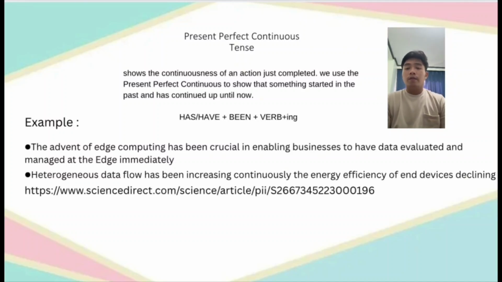The advent of edge computing has been crucial in enabling business. This shows a continuous influence from the past until now. Similarly, heterogeneous data flow has been increasing continuously, which stresses the ongoing, progressive nature of this increase over time.